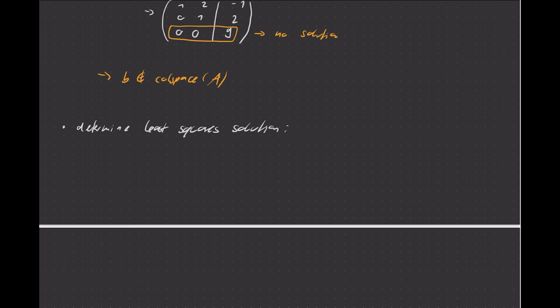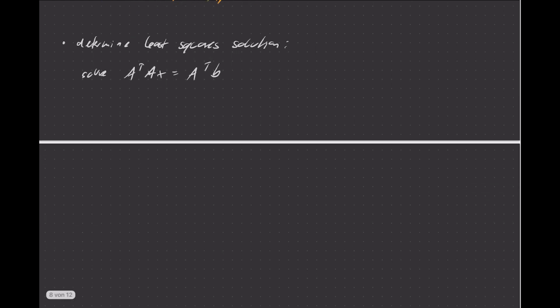So we want to determine a least squares solution. How do we do that? Well, remember, we need to determine a solution to the system A transposed A X equals A transposed B. So we first compute A transposed A and A transposed B.